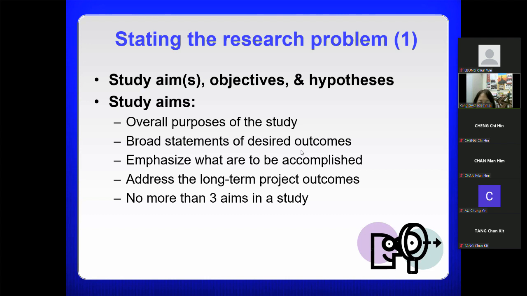It's a broader statement in terms of the outcomes you want to achieve, and emphasizes what you want to complete, usually addressing the long-term outcome. For one study, it is better to have no more than 3 study aims.